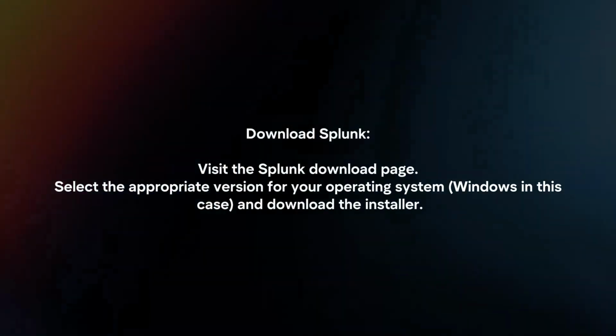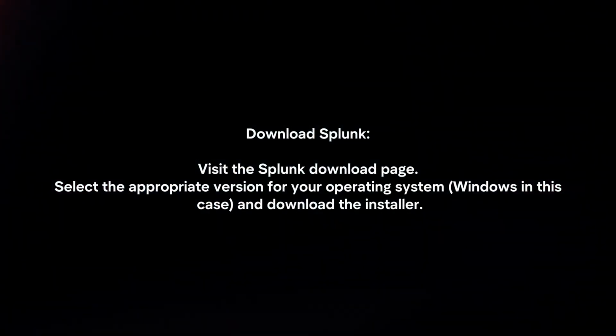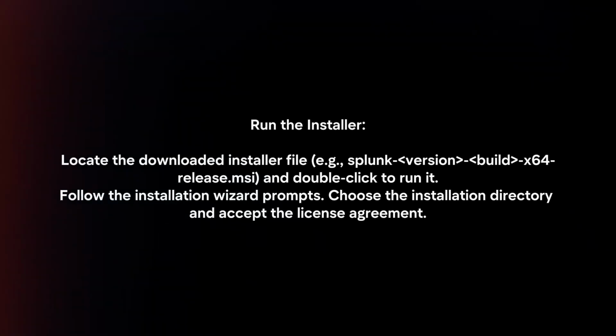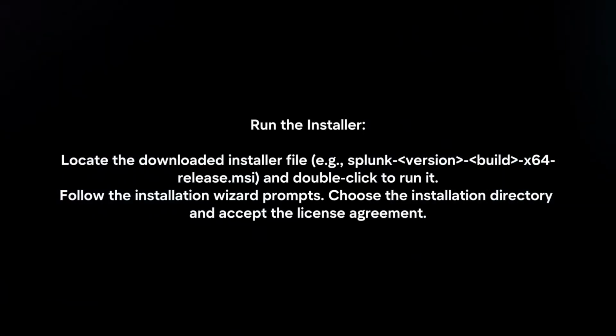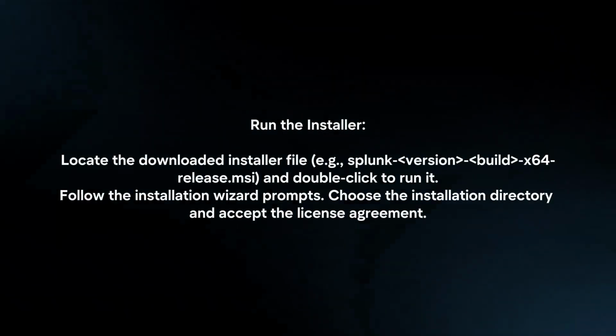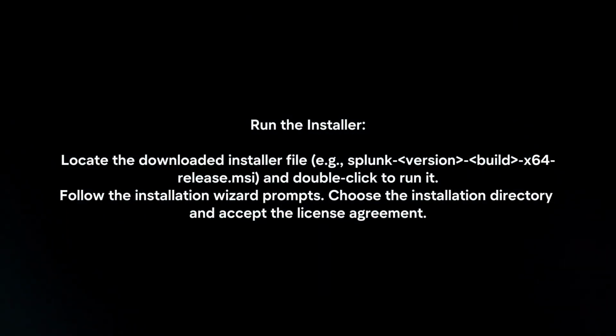Select the appropriate version for your operating system and download the installer. Run the installer. Locate the downloaded installer file and double-click to run it. Follow the installation wizard prompts. Choose the installation directory and accept the license agreement.